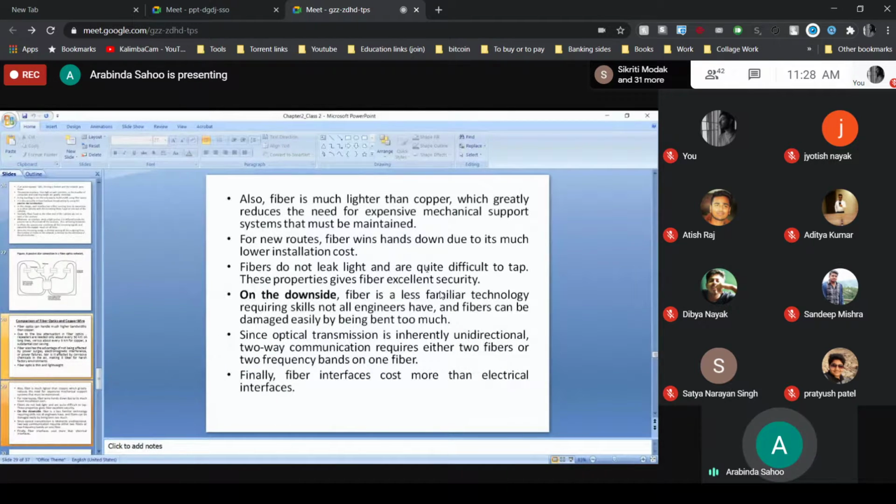And number three is, finally, fiber interfaces cost more than electrical interfaces. Suppose there are two fibers coming from two different networks. To interface these two fibers is costly.